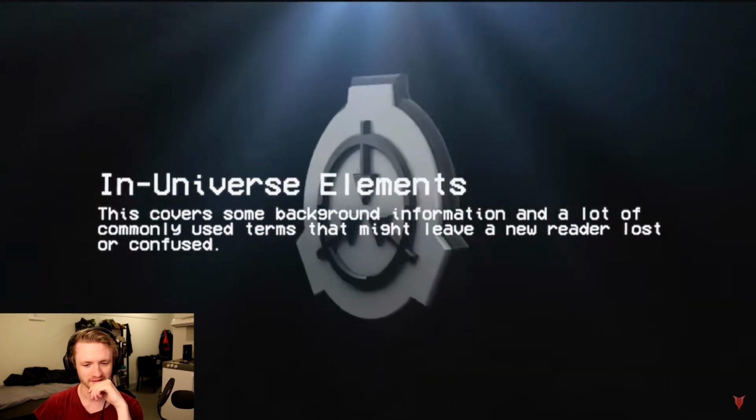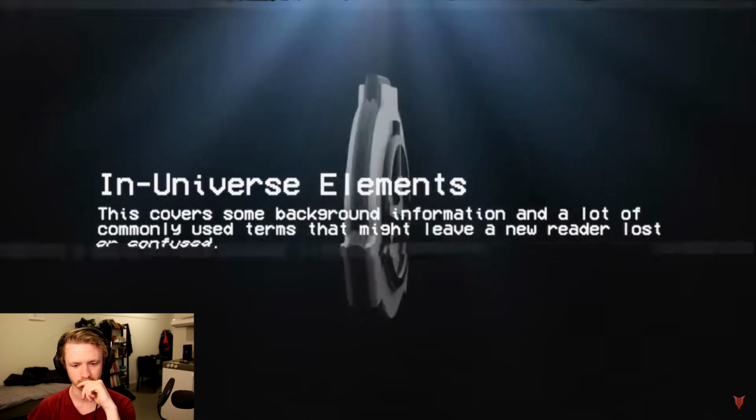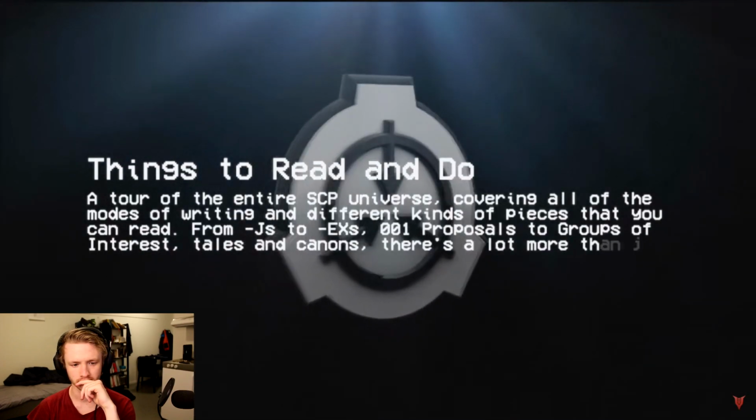Number 2, Elements. This covers some background information and a lot of commonly used terms that might leave a new reader lost or confused. Number 3. Things to read and do.